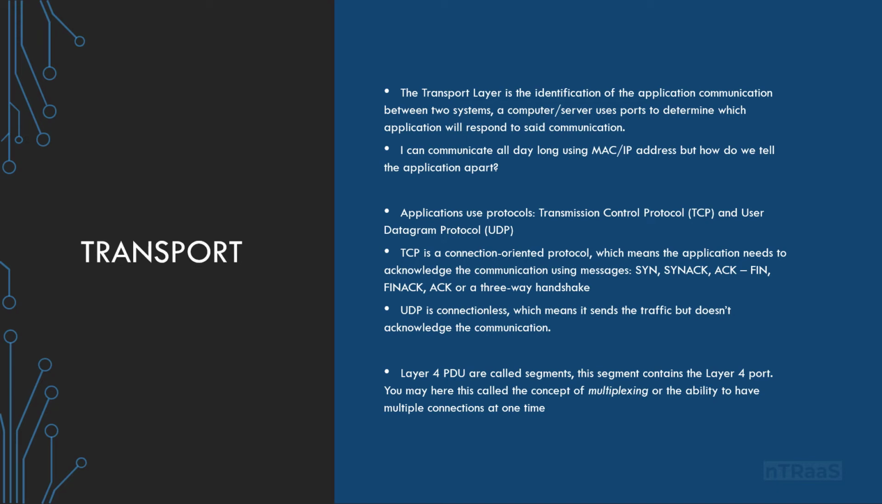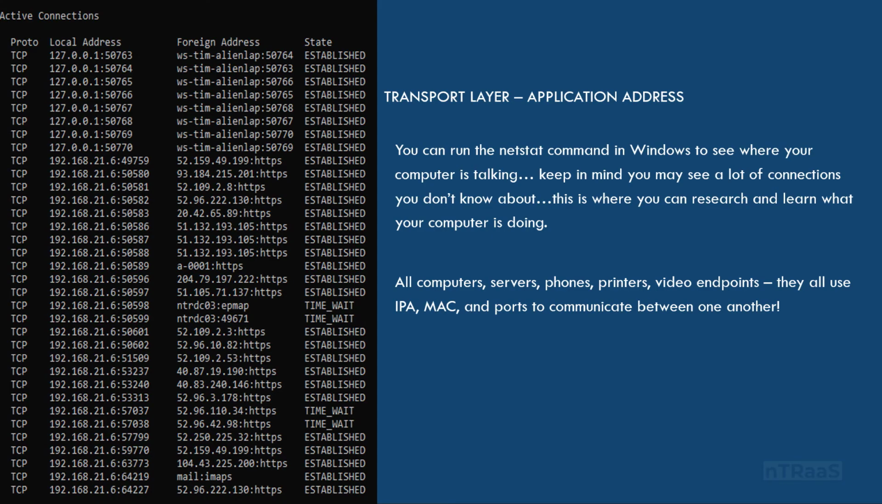They'll make their response a destination of 1030 to me and 1031 to you. Moving on to the transport layer, when we talk about application addresses, if you run a netstat command in Windows, you can see what your computer is talking to from which IP address, from which port, to which IP address or name, and to which port number.